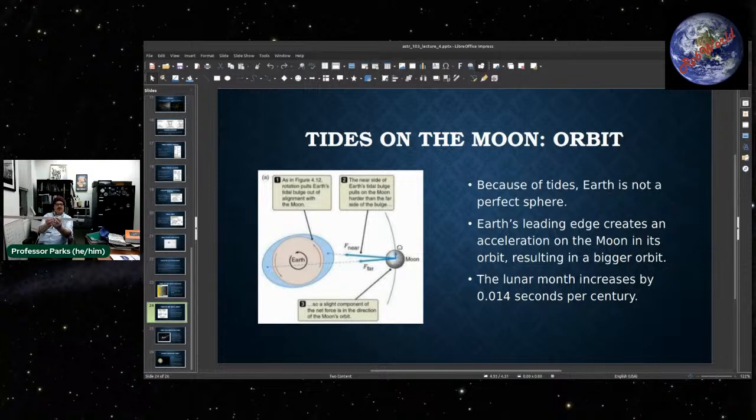Let's rescale this. If this is the Earth-Moon distance now, over time the Moon is slowly moving away. I can't remember the exact number. Oh, it's right there: a lunar month increases by 0.014 seconds per century, so it's not huge, but it is slowly getting away.